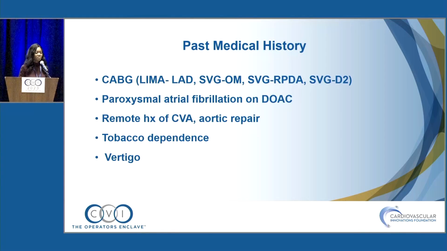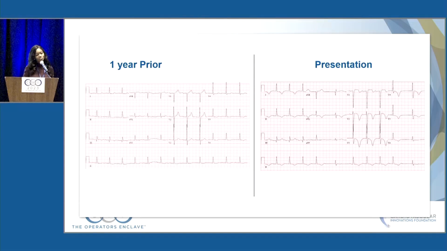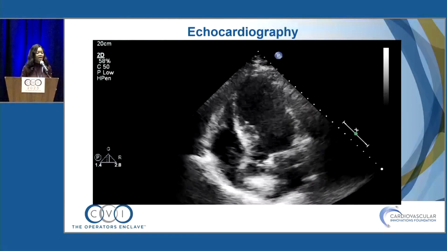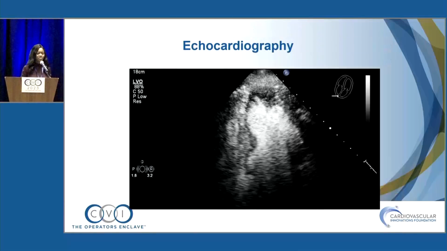Past medical history was a history of CABG, limited LAD, and the rest stated above. He had paroxysmal AFib, CVA, prior aortic repair, tobacco dependence, and vertigo. His troponin trends were not completely significant. The peak was 0.11, and his EKG showed T-wave inversions in the anterolateral leads. That's the EKG a year prior. Echo showed hypokinesis of the anterolateral, anteroseptal, and the apical regions.